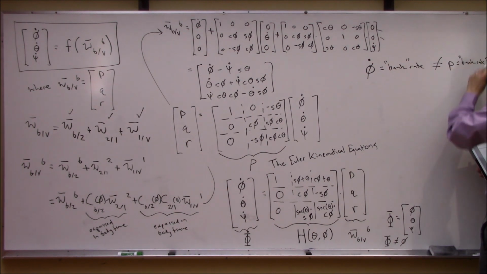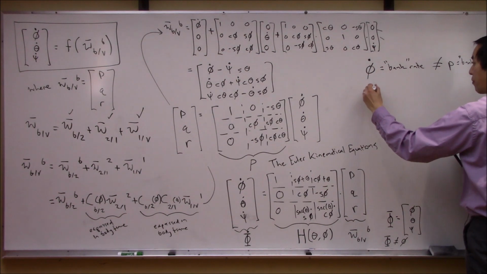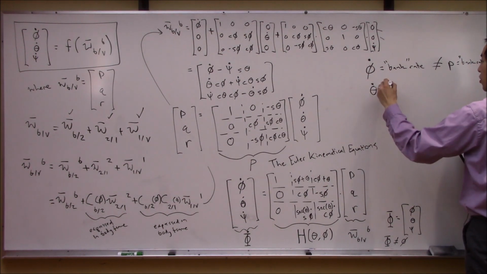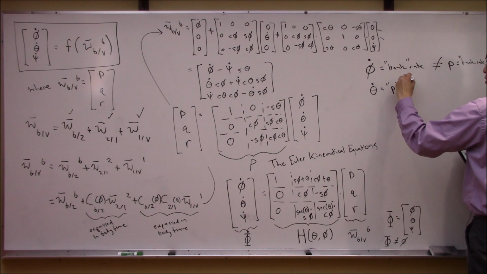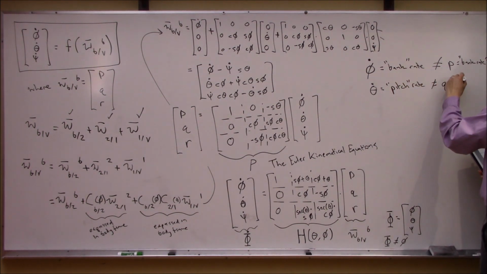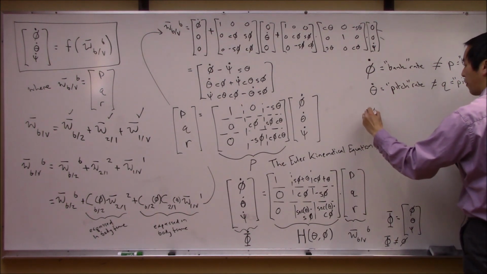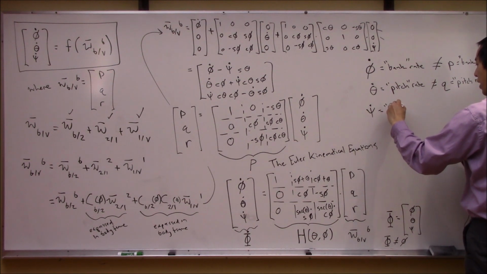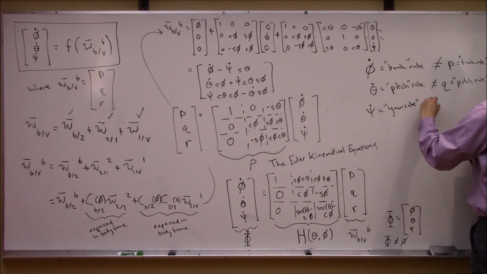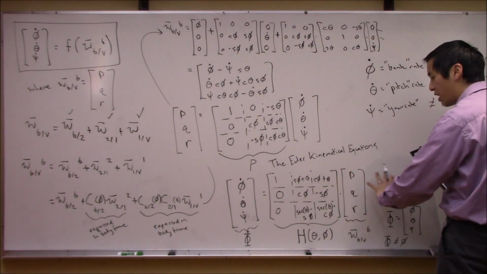So this is the problem with the nomenclature. This is not equal to that, right? Same thing, theta dot, which sometimes is called pitch rate, is not the same thing as q, which unfortunately is also sometimes referred to as pitch rate. And finally, psi dot, or yaw rate, is not the same thing as r, which is also unfortunately sometimes referred to as yaw rate. You can see it here in the equations. They are not the same.